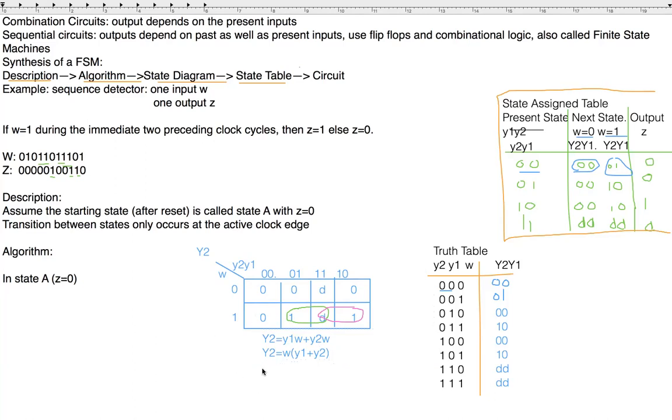Okay, and now for y1, we're going to do the exact same thing. I'm just going to give you the equation to speed it up. Y1 would be equal to w times not y1 times not y2. And then for your z, it's a simpler table here.